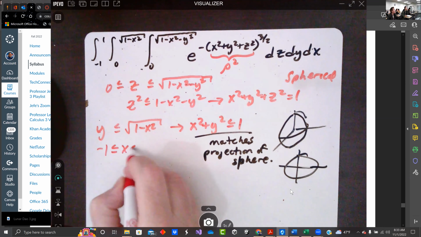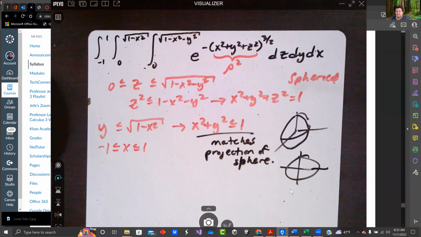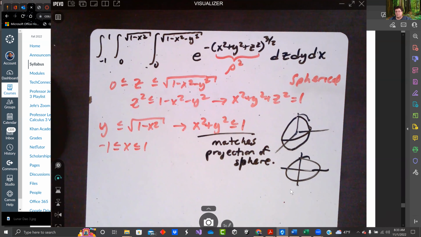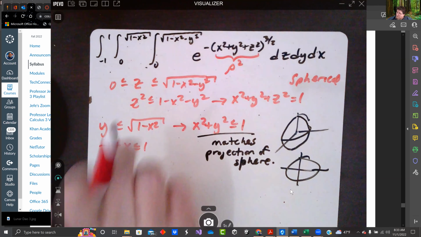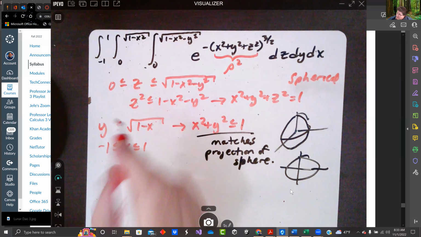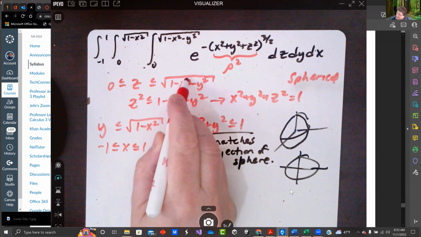Quick question. For your limits of integration on the very right side, for the y limit under the square root, is the exponent an x or a 2? That's a 2, right? 1 minus x squared. Okay. And that's the same up here.